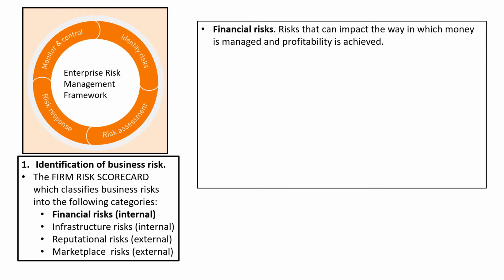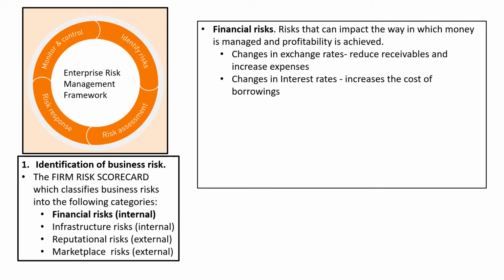The first classification is financial risk. Risks that can impact the way in which money is managed and profitability is achieved. These are regarded as internal risks. Examples of such financial risk are changes in exchange rates, and this can reduce receivables and increase expenses. Changes in interest rates can increase the cost of borrowings and reduce profitability. Changes in commodity prices can increase input cost and reduce the margins.